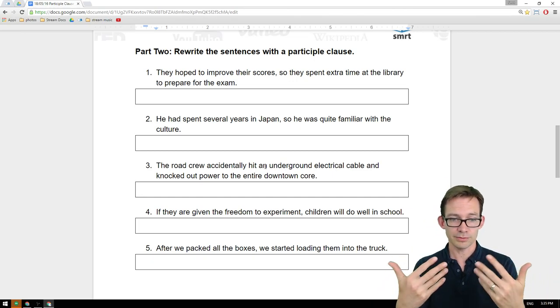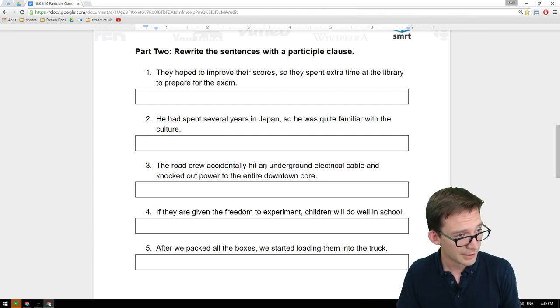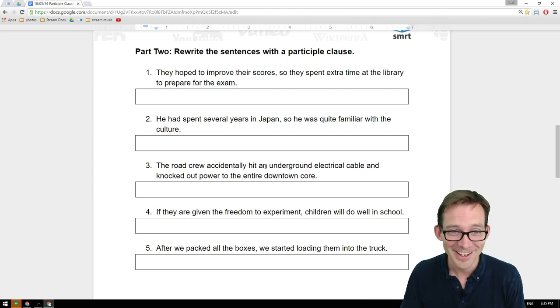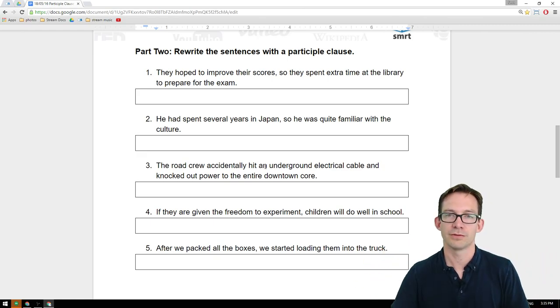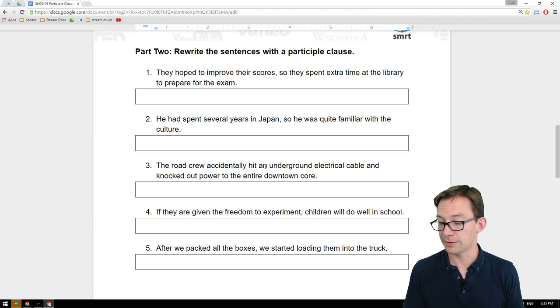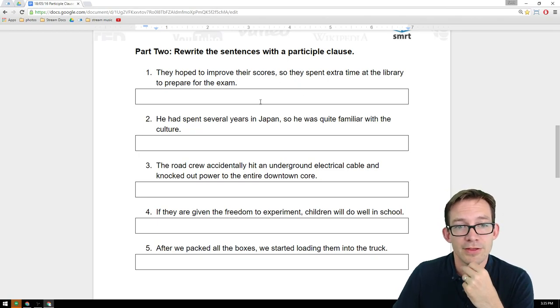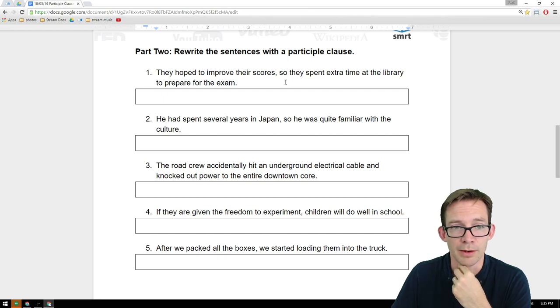So I have given you five sentences. And again, there's nothing wrong with these sentences. I wrote them myself. They're beautiful sentences. But I want you to reduce them, show range, show your ability to make them a little bit more natural, maybe. Okay, so number one, it says they hoped to improve their scores, so they spent extra time at the library to prepare for the exam.